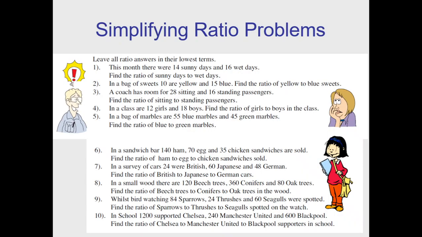Okay? Now here are a bunch of examples that you can go through. Some of them are easier than others, but you need to bear in mind that each of these numbers represents some value, something. This first one, for example, this month there were 14 sunny days to 16 wet days. So we would start by writing the ratio 14 to 16. Okay? And then you need to simplify it down. Show your highest common factor when you're simplifying it down.